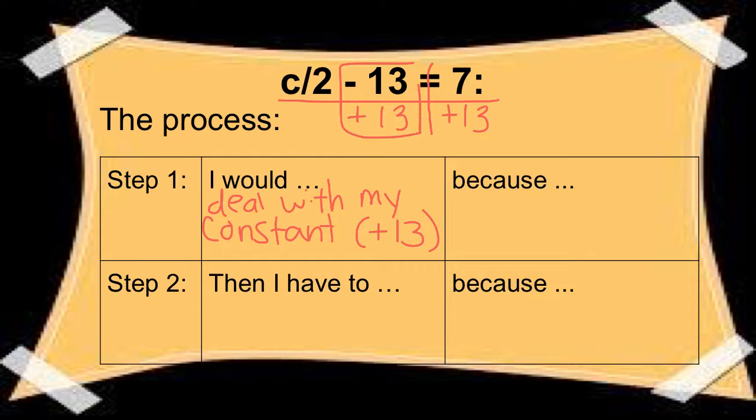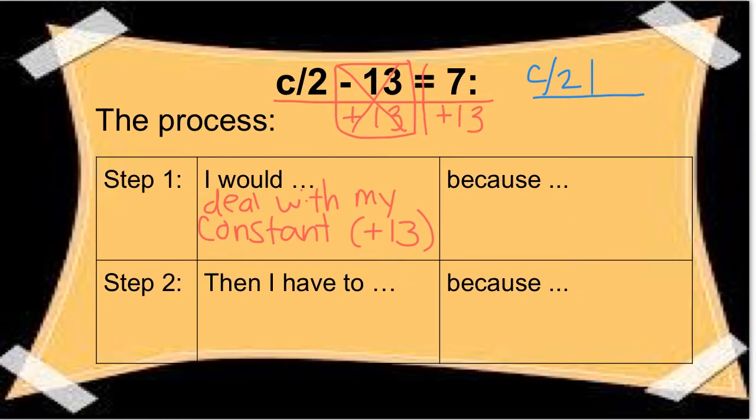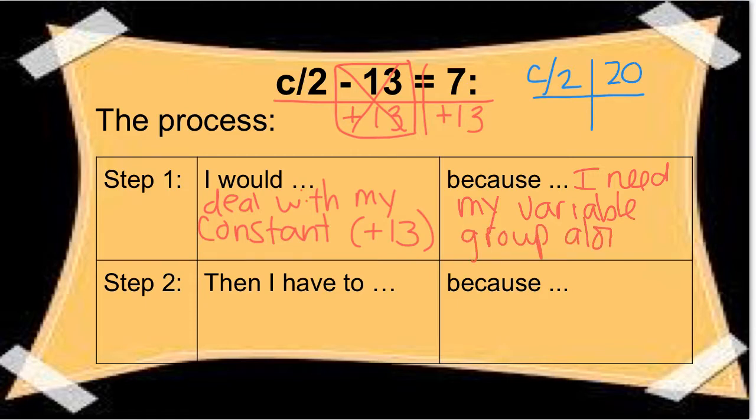That gives me some inverses here, a negative 13 and a positive 13. Those cancel. And so I'm left with c divided by 2 on the left, and then 7 plus 13 is 20 on the right. Now I did that because I need my variable group alone. Now notice I'm always starting my work on the same side that my variable is at.